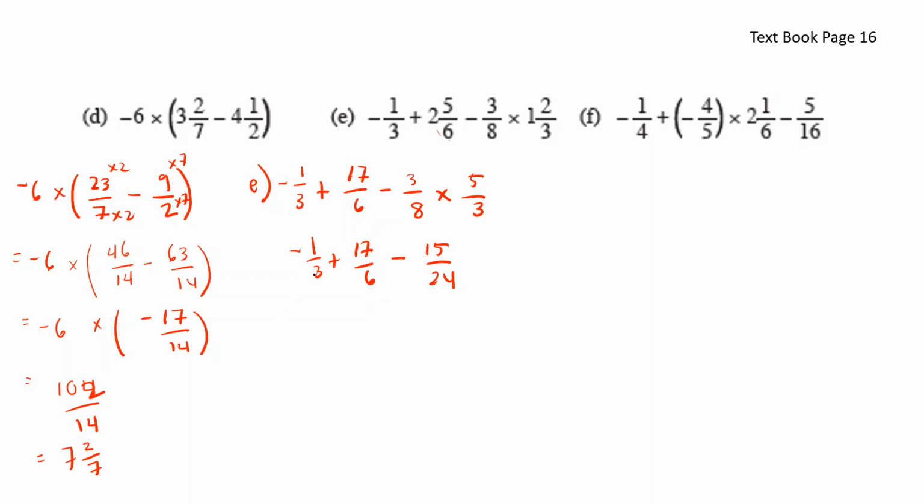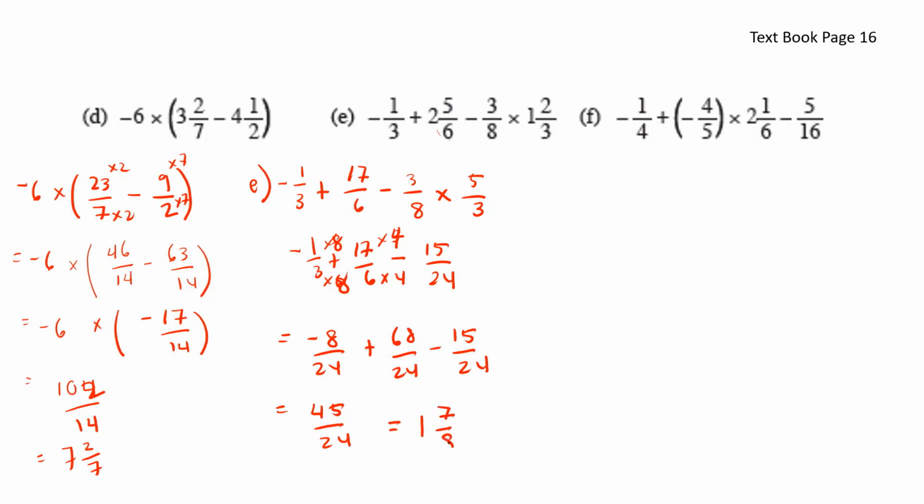So here let's make the denominators the same. Times 6 and 6, times 4 and 4. Sorry, here times 8 and 8. Okay. So negative 8/24 plus 68/24 minus 15/24 gives us 45/24, and simplifying that gives us 1 7/8.